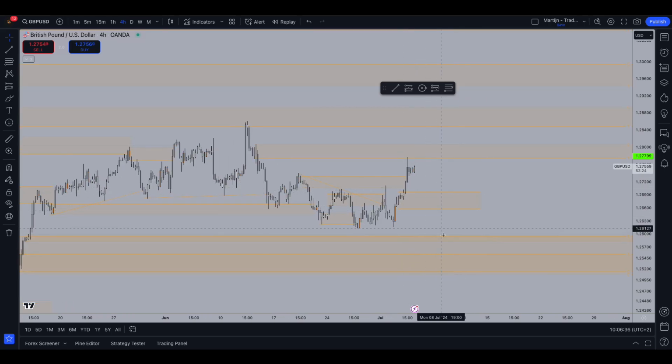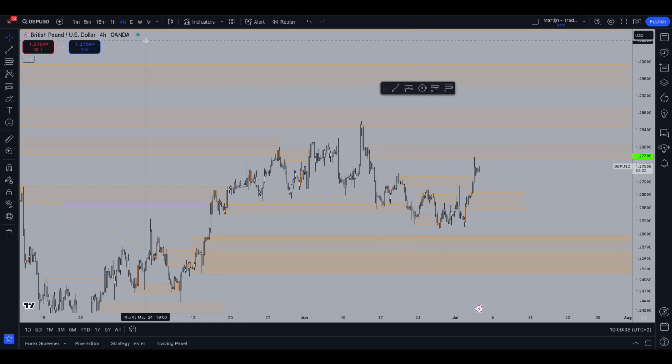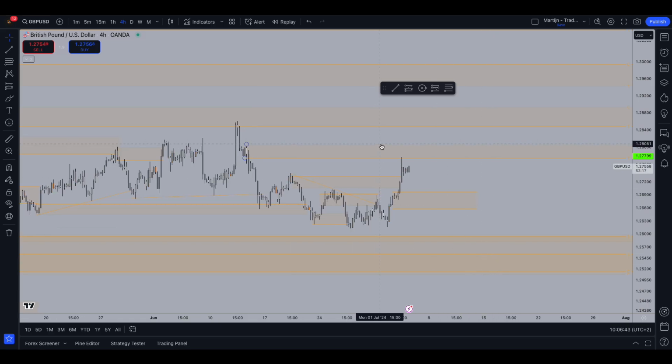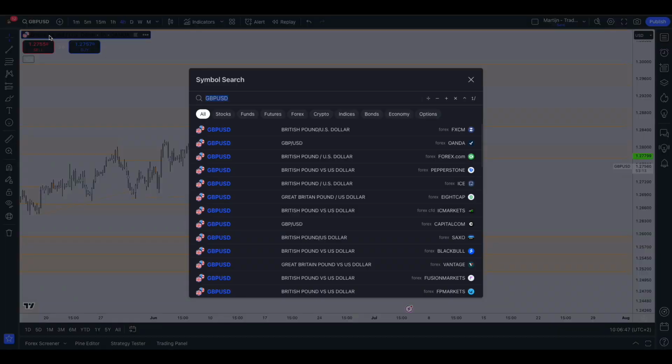But for sure, if price visits back into these zones, I'm going to look to scale into some longs, especially on the 15-minute or 5-minute, depending on which develops nicely. And yeah, that's it for the GBPUSD.